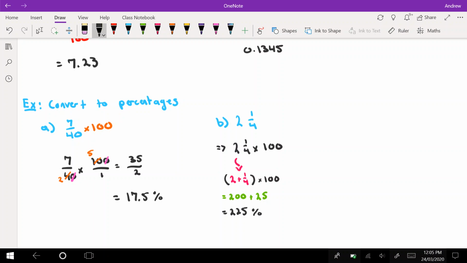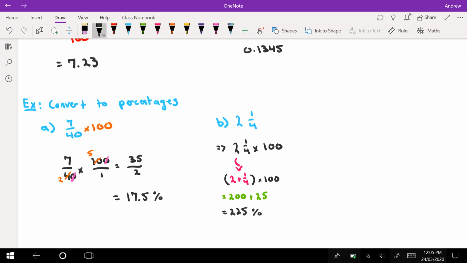Can't you do 2.25%? It is not 2.25% though. 2.25% would assume that we're getting smaller. So for example, if I got 2.25% on the test, or I got 225% of the test, they are much different things.